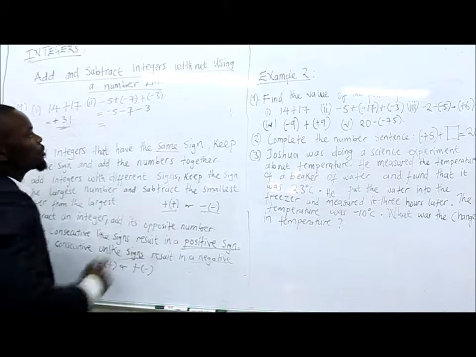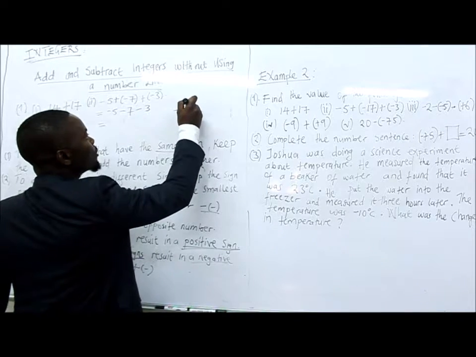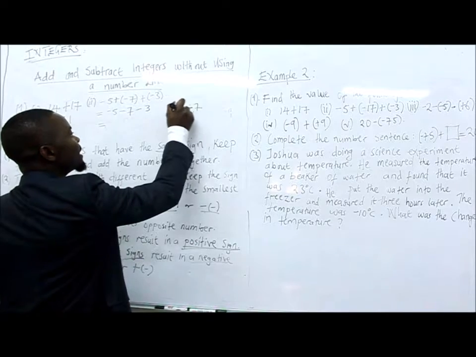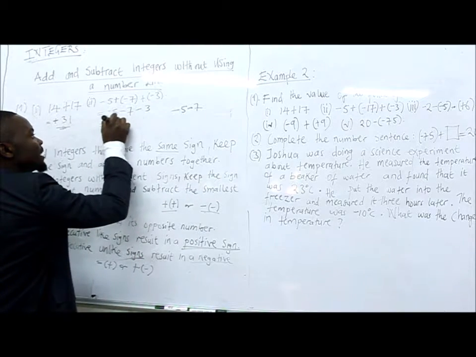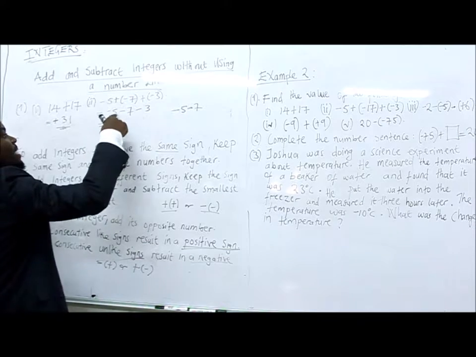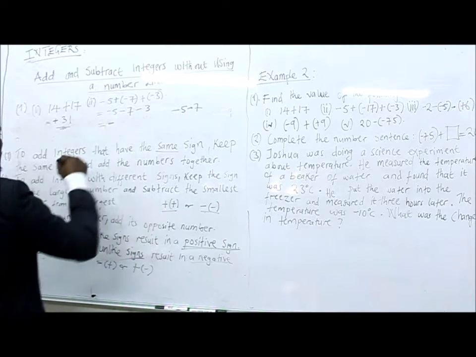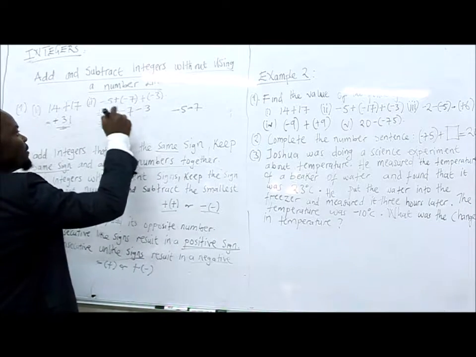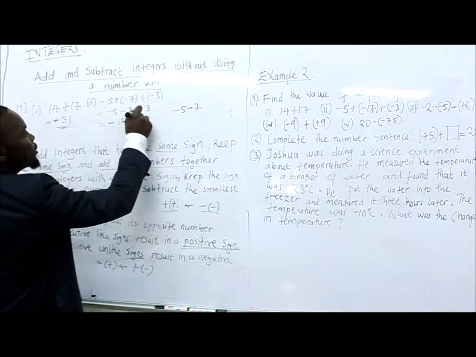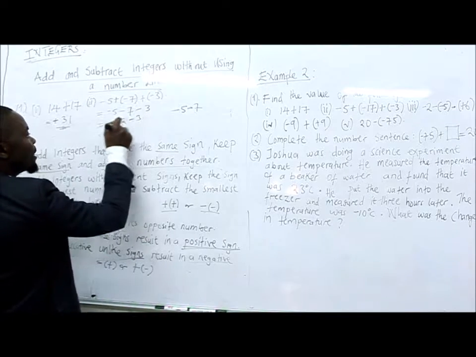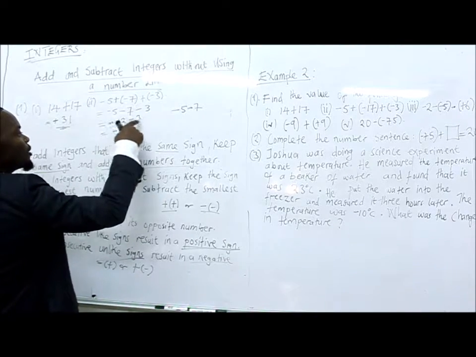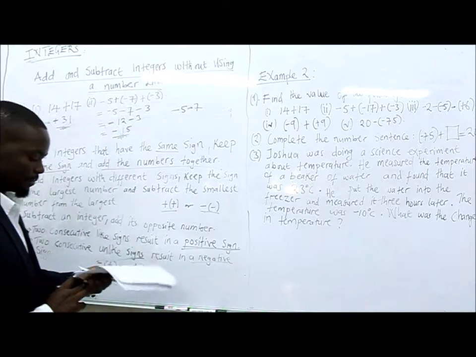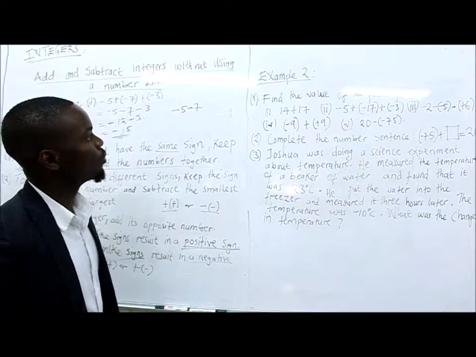When you have numbers with the same sign, keep the sign like this and then add these. So we keep the sign and then add the numbers together. 5 plus 7 is what? 12. Then minus 3. Again, this is the same sign, so a negative here. 12 plus 3 is what? 15. So we have negative 15 there. Let's go to 3.